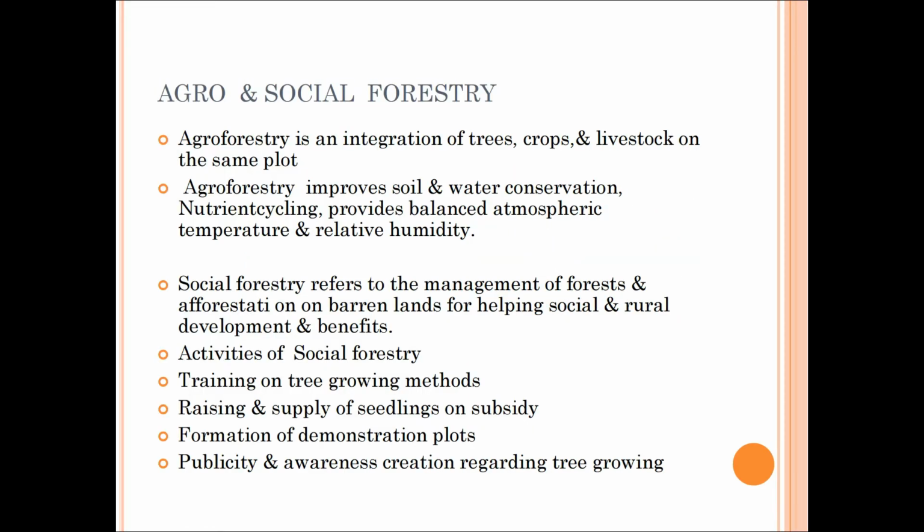Next topic is agro and social forestry. Agroforestry is growing forest along with farming or agriculture. It is an integration of trees, crops, and livestock, that is cattle, on the same plot. It is called agroforestry. So agroforestry can improve soil and water conservation. It will improve the nutrient cycle. It provides a balance in the atmospheric temperature and the humidity.